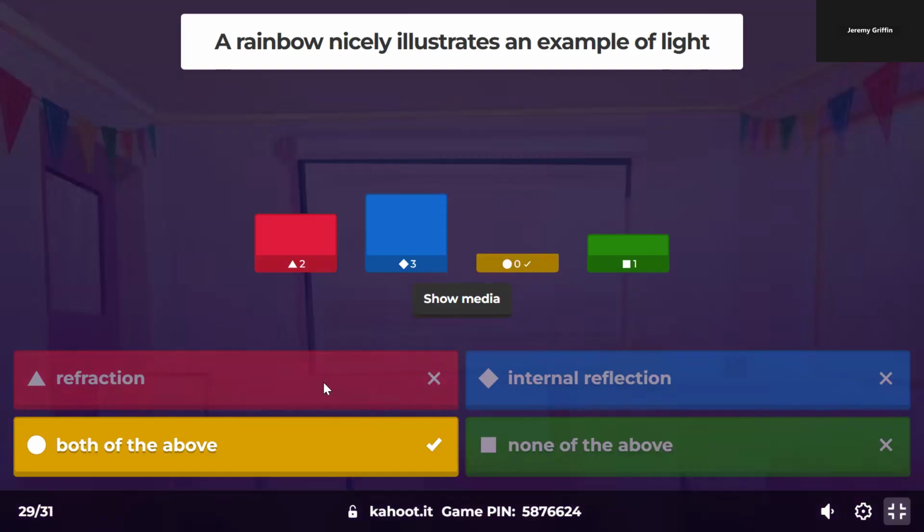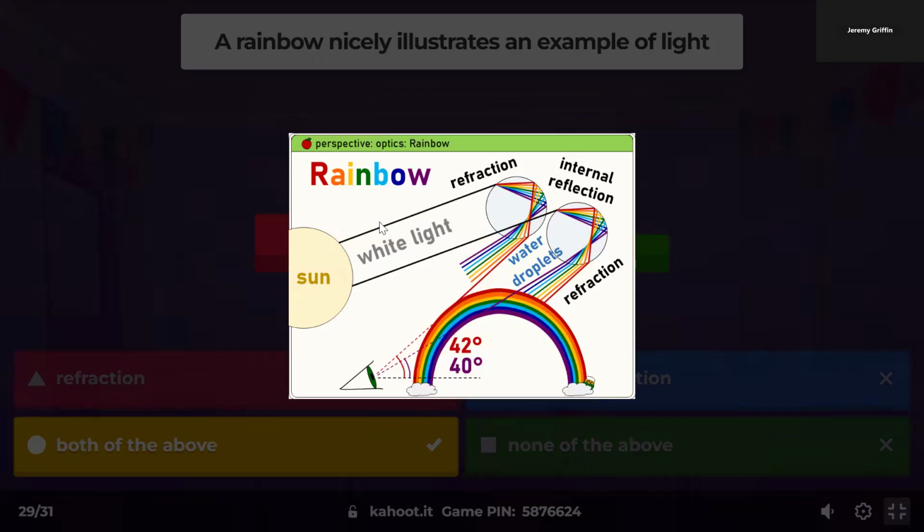Oh, okay. There's some refraction going on. There's also some internal reflection going on. There's both of the above. Let's look back at the diagram.